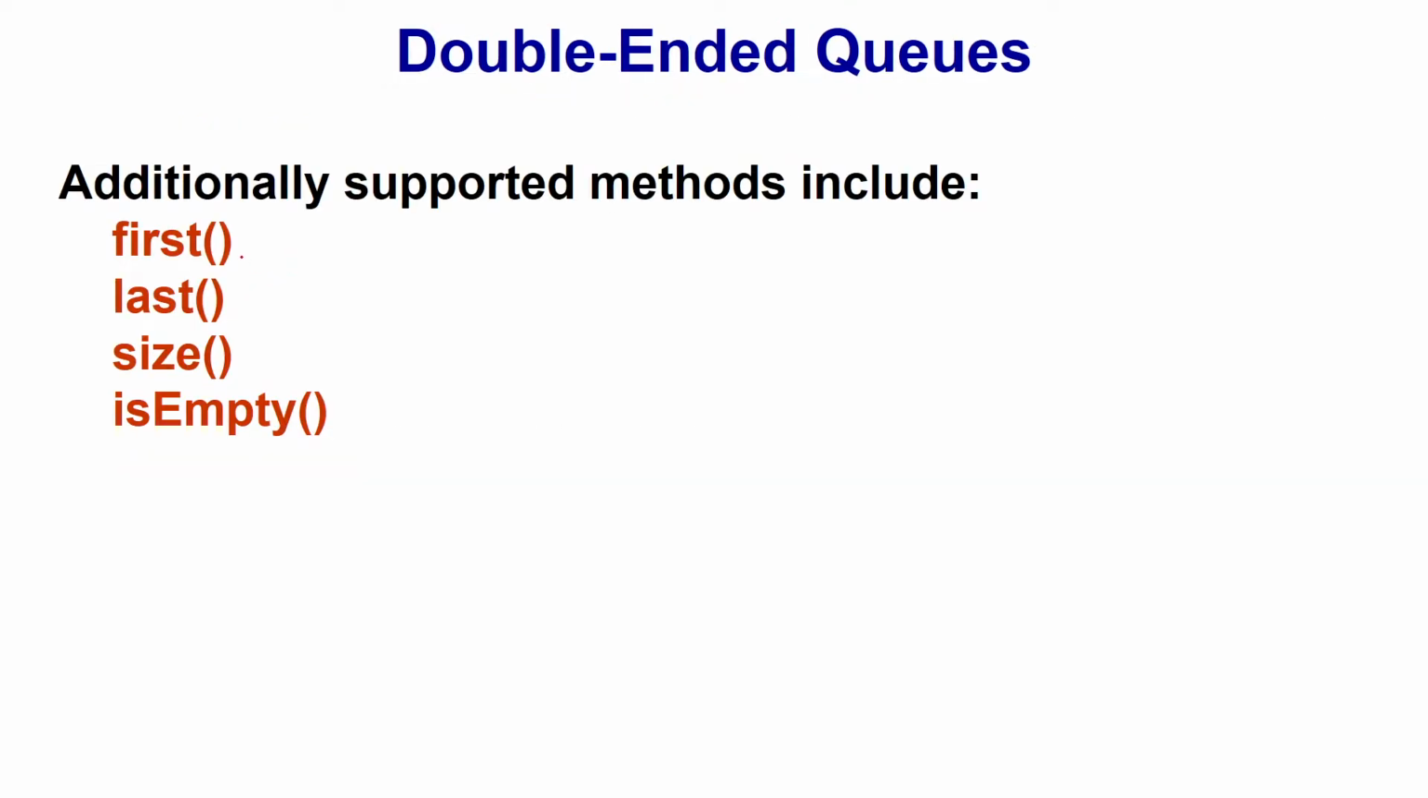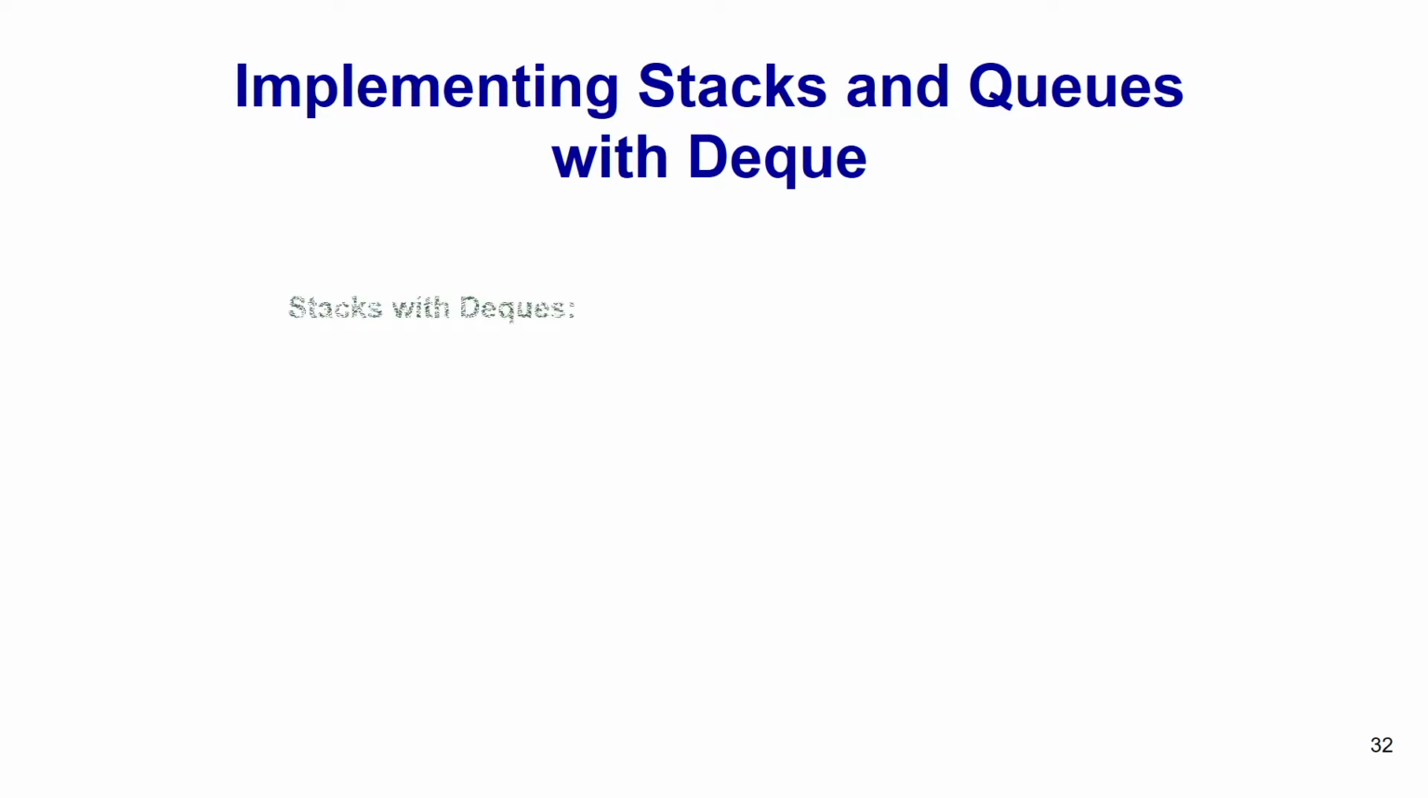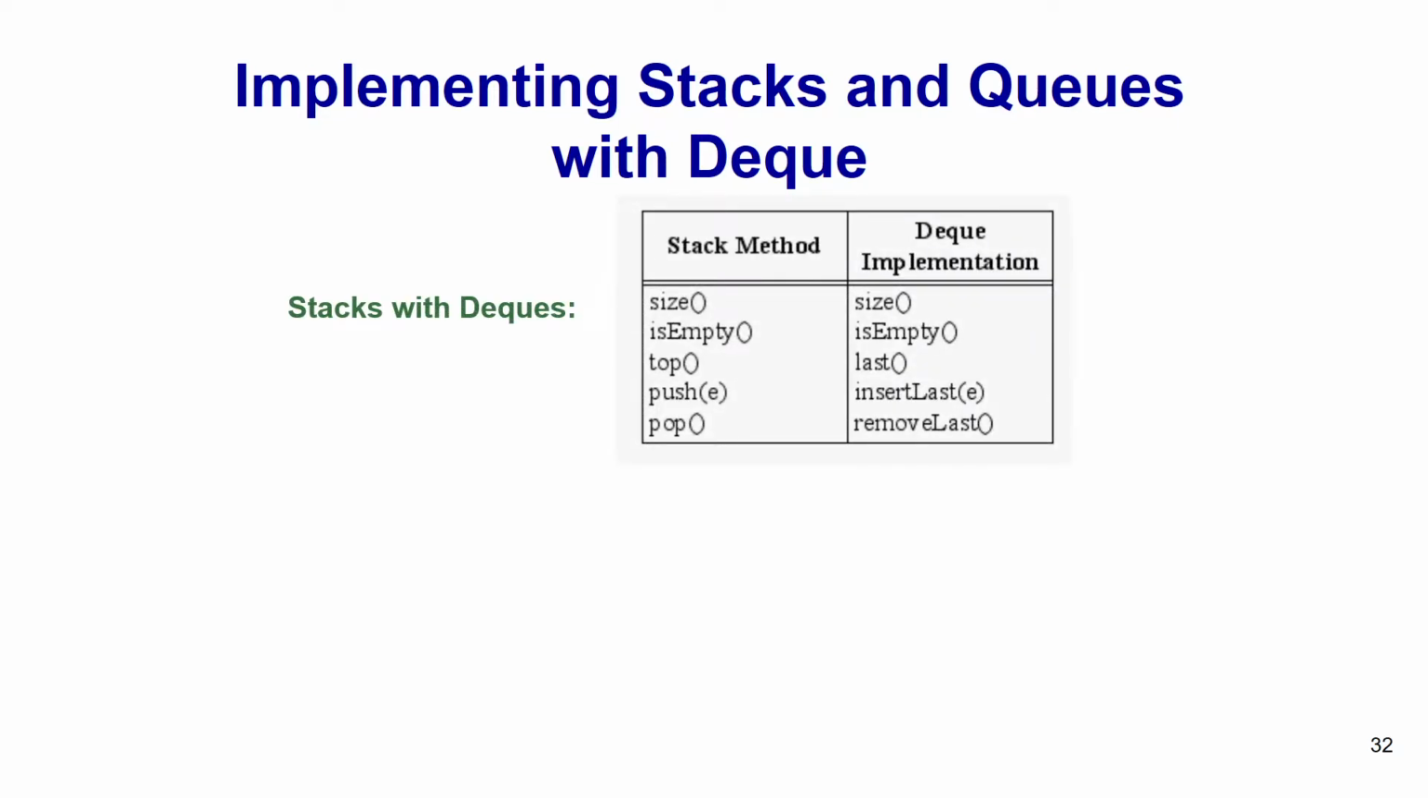Here we will have additional operations like accessing the first element in the queue, accessing the last element in the queue, finding the size of the queue, the number of elements in the queue, and whether the queue is empty or not. Deque, double-ended queue, is empty or not. Now we can correlate the functions of deque and stack.